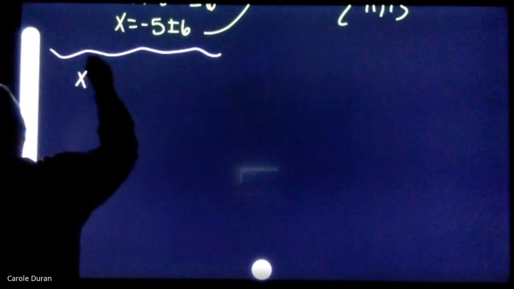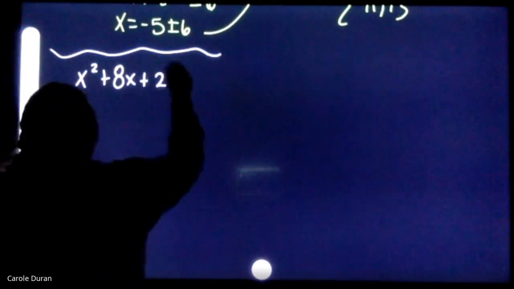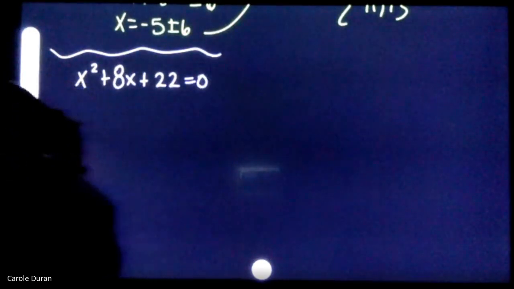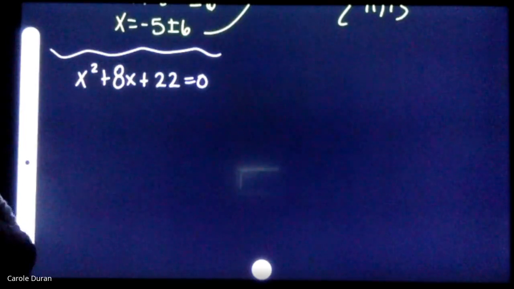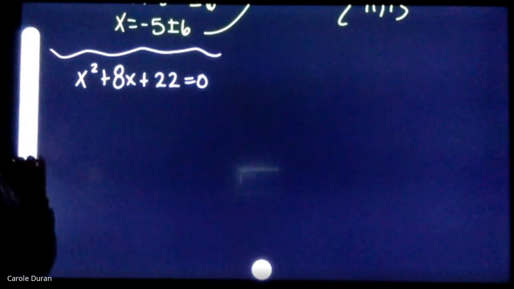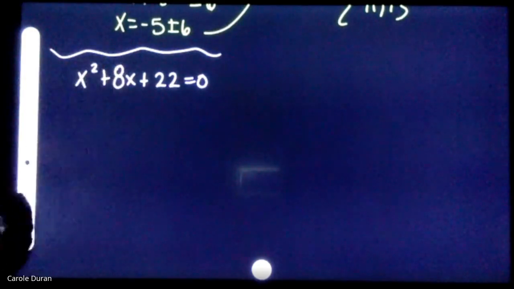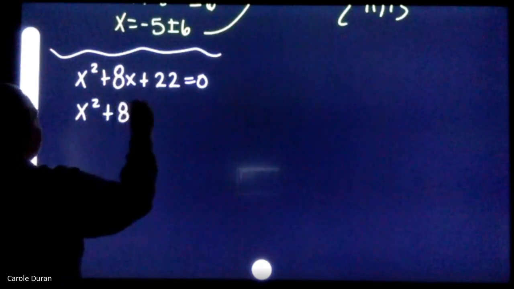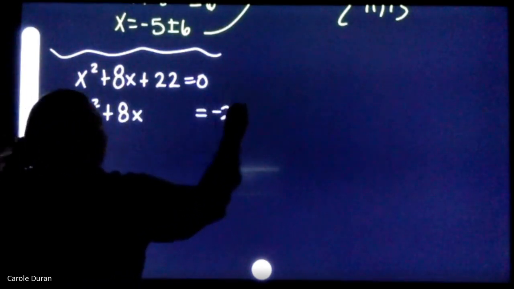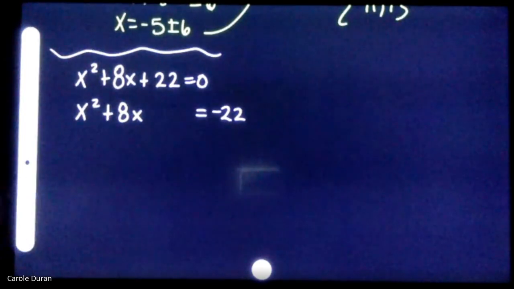So I have x squared plus 8x plus 22 equals 0. My first step is to check to see if there's anything in front of my x squared. There isn't, so I can move on to just moving the constant over to the right-hand side, which leaves me with x squared plus 8x equals a negative 22. Then I can complete the square.